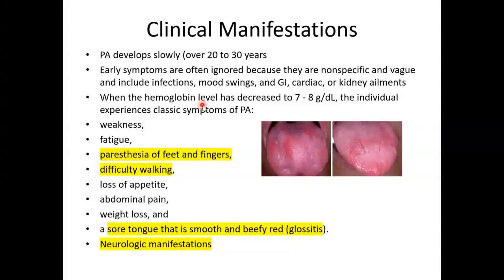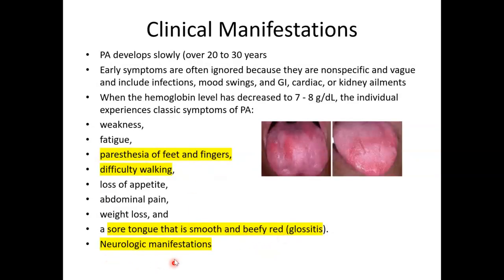When the hemoglobin level has decreased to 7 or 8, the individual experiences classic symptoms of pernicious anemia, which are weakness, fatigue, and I have some that are highlighted. So I'm going to go through these and tell you why I highlighted these. Paresthesia of the feet or fingers, difficulty walking, loss of appetite, maybe it's just kind of some GI problems, right? Weight loss, again because of loss of appetite and abdominal pain, that could certainly lead to weight loss because they're not going to eat. A sore tongue that is smooth and beefy red, which we call glossitis.